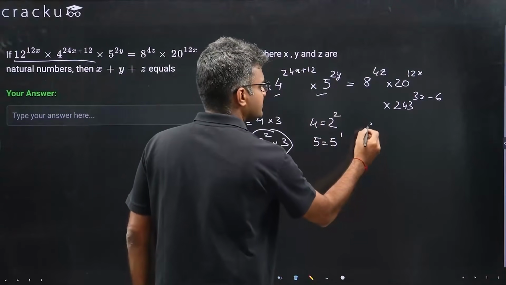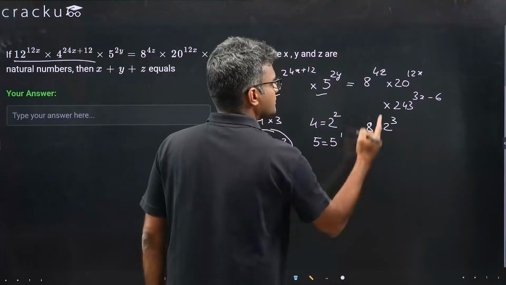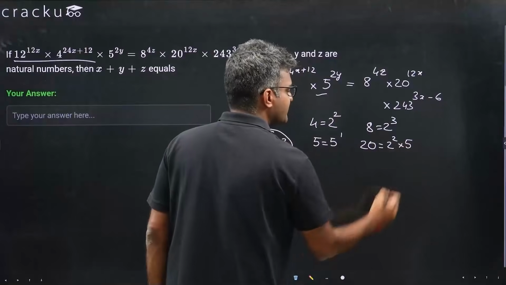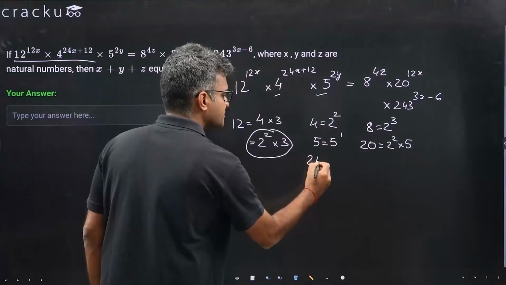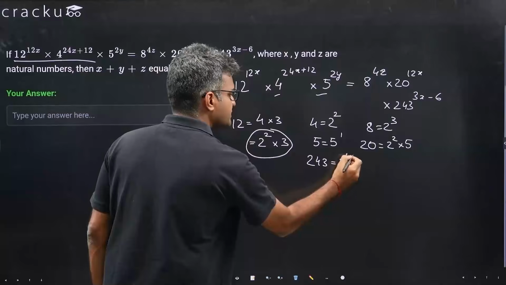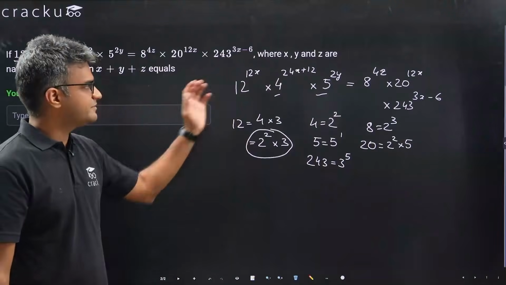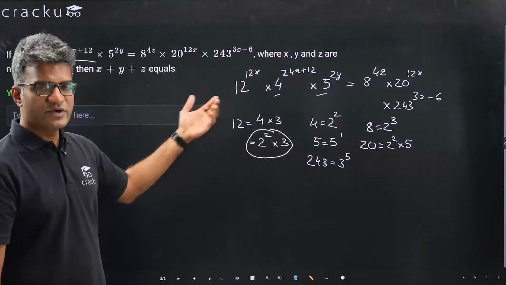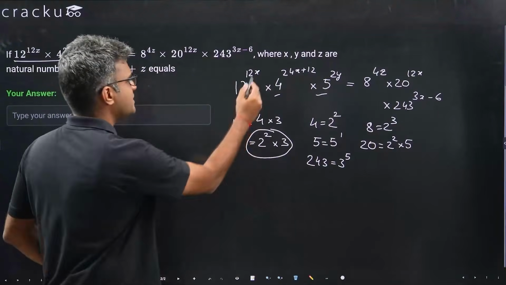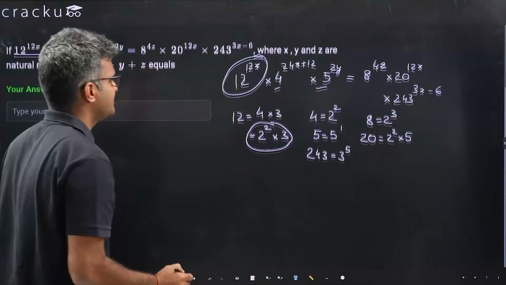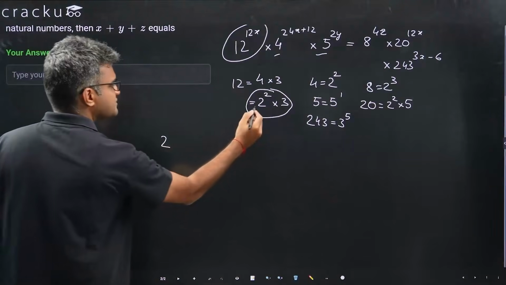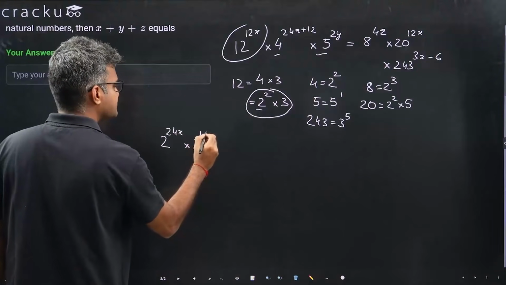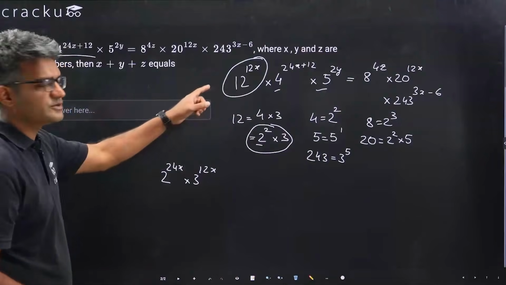8 over here is 2 cube. 20 is 2 square into 5. All of these are the prime factorizations. 243 is 3 to the power 5. These are basically the prime factorizations of all the numbers given in this particular equation. And if you are raising any number to a power, you can express it even as a prime factorization. For example, 12 to the power 12x will be equal to 2 to the power, because 12 is 2 square, 24x into 3 to the power 12x. This is just 12 to the power 12x.